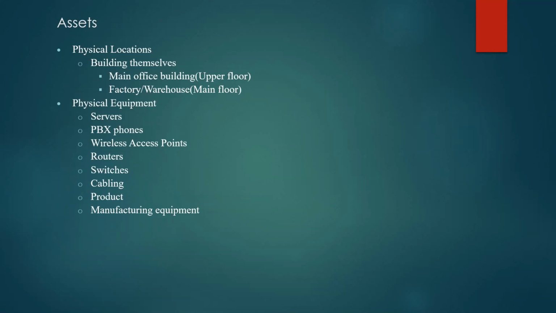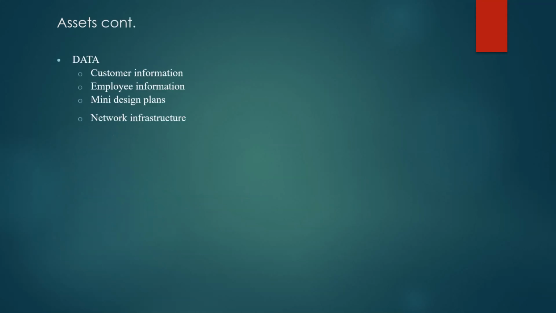All right. Our assets include the buildings themselves, which is the main office building, the upper floors of it, the factory and the warehouse, which is the main floor. The physical equipment includes servers, a PBX phone system, wireless access points, routers, switches, cabling, the product itself, and the equipment for manufacturing. And then there's the data itself, which is customer information, employee information, the mini design plans, and the network infrastructure itself.